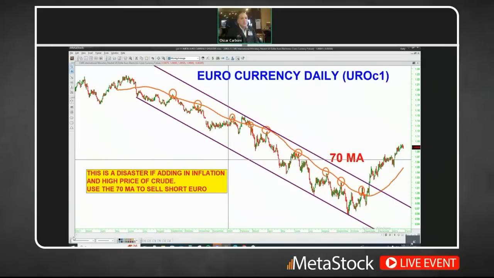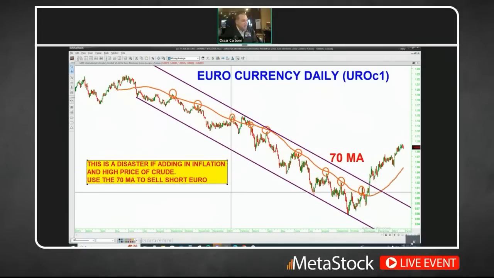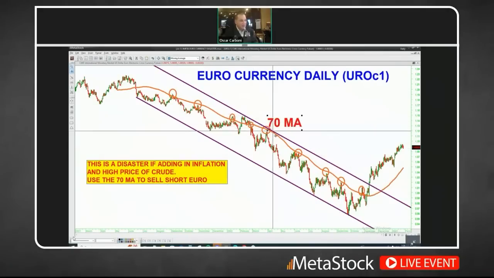You roll out into a euro currency chart. We did this chart the last time we did our webinar, and boy, it was really scary looking. If you're in Europe, just think about this, and this is exactly the note that was on the chart. This is a disaster of adding in inflation and the high price of crude. Use the 70 moving average to sell short euro, and look at how well that 70 did. Just look at all the great shorts that came off of that trade. That was then. We've got a new chart now.